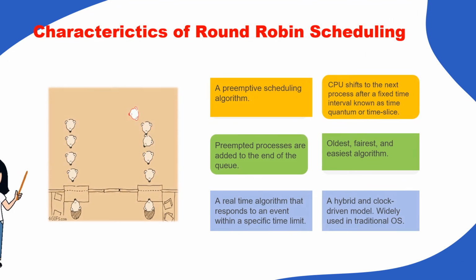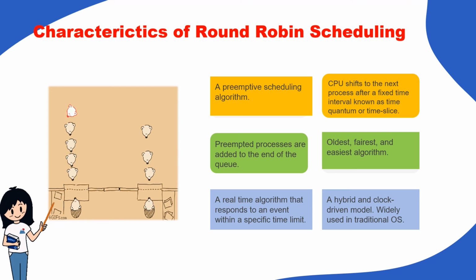Now let's discuss some characteristics of round robin scheduling. Round robin scheduling is the oldest, fairest and easiest algorithm. It is widely used in traditional OSs. It is a preemptive scheduling algorithm.